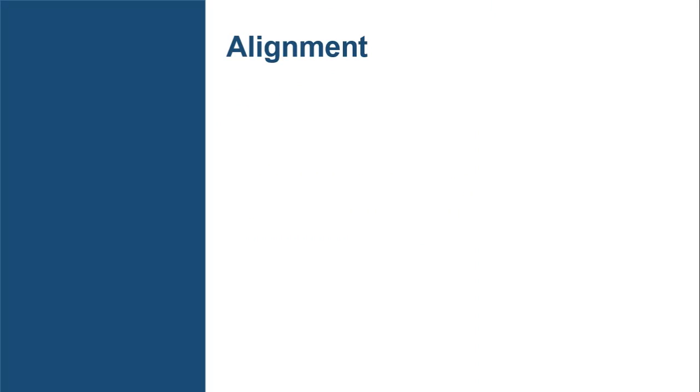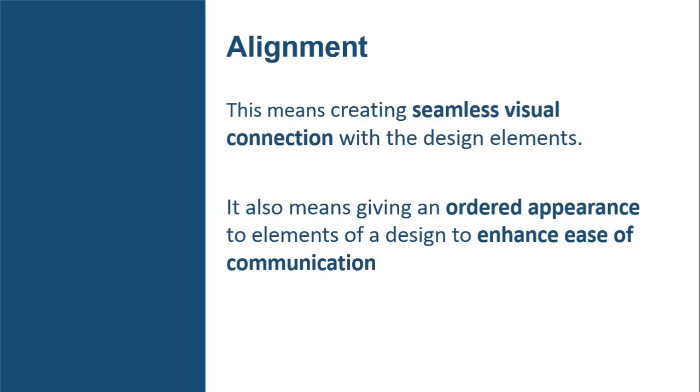Another principle I want to tell you is alignment. And what does alignment mean? This means creating seamless visual connection with design elements. It also means giving an ordered appearance to elements of a design to enhance ease of communication. So it's very easy for you to understand that the principle of alignment has to do with making seamless visual connection. The principle of alignment exists to enhance ease of communication.